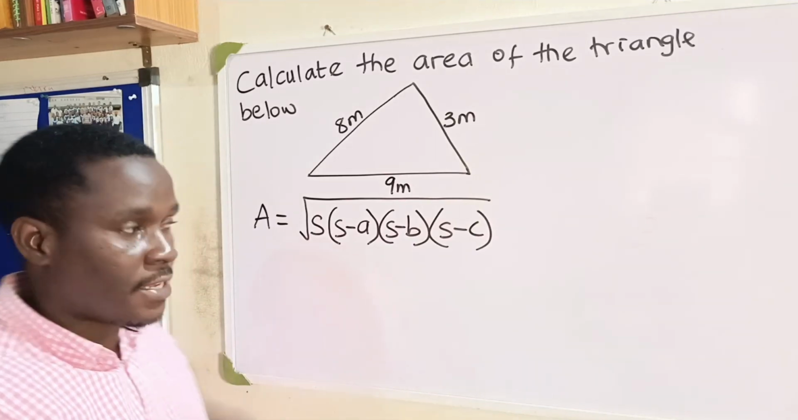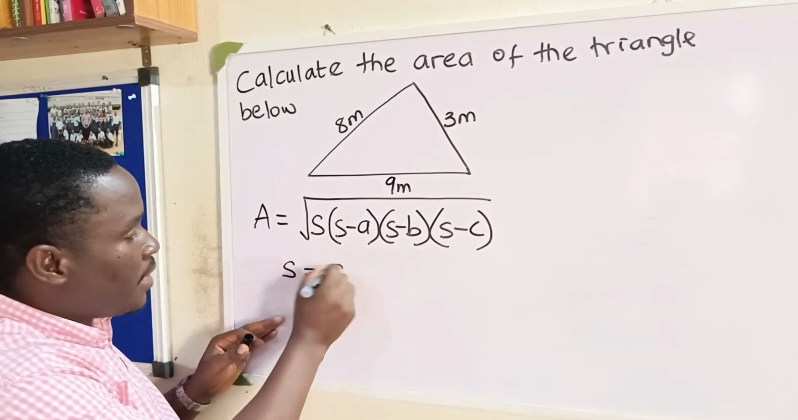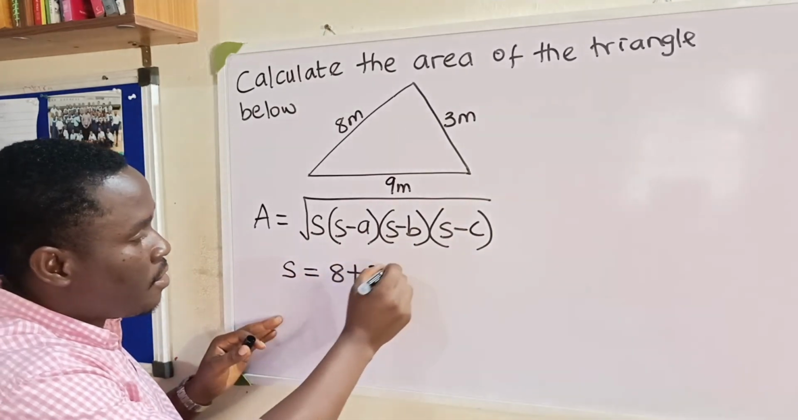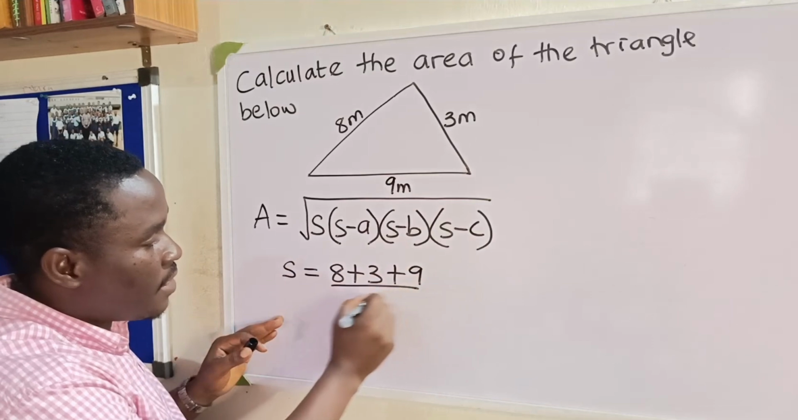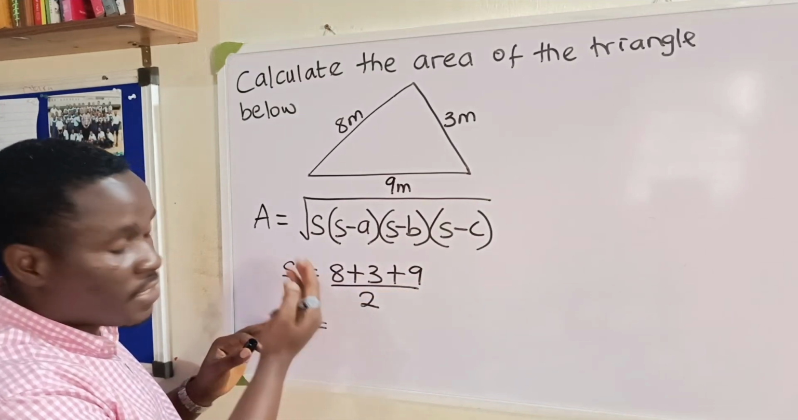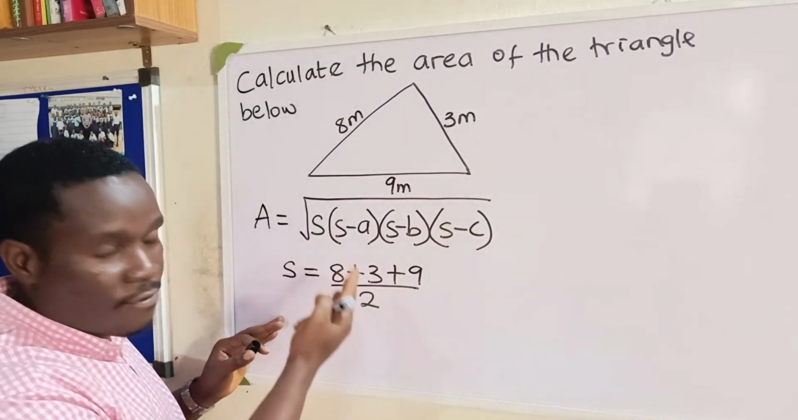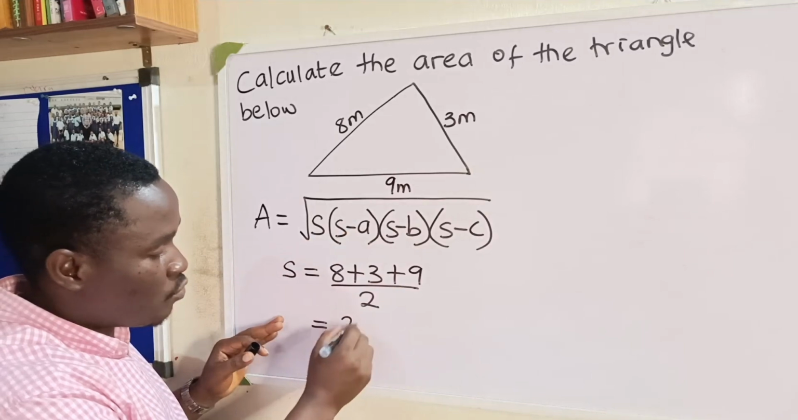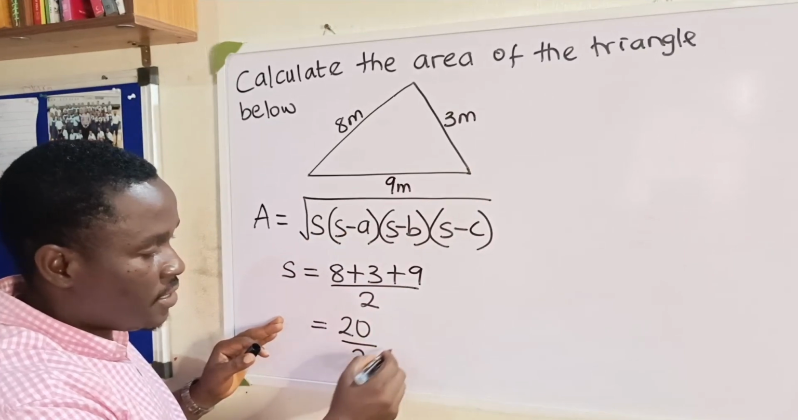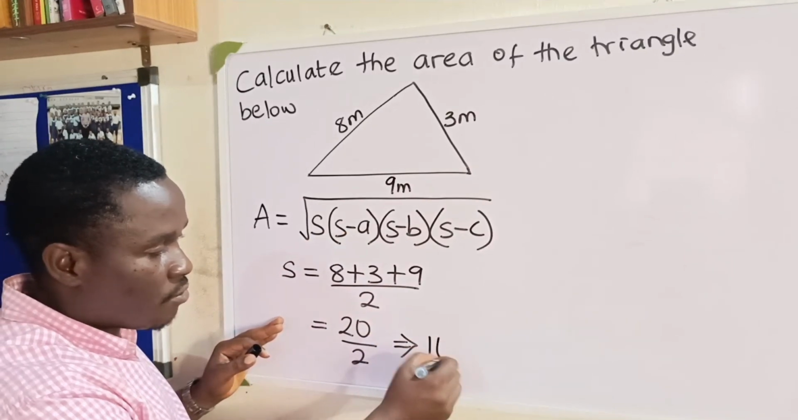So let's find the value of s. s is equal to 8 plus 3 plus 9 divided by 2. This will give us 8 plus 3 is 11, 11 plus 9 is 20. So we have 20 all over 2. Therefore, the value of s is equal to 10.